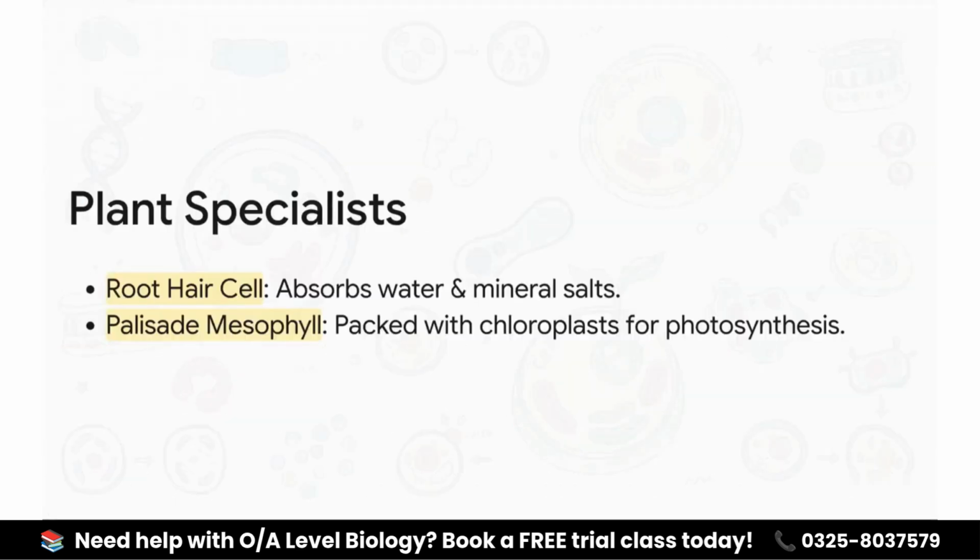And plants? Well, they have their own highly trained specialists too. Root hair cells develop these long, hair-like projections that push right between soil particles. This gives them a massive absorbing surface area for soaking up water and mineral salts. Meanwhile, way up in the leaves, we find the palisade mesophyll cells. These are tall, columnar cells completely packed with chloroplasts, positioned right under the upper surface of the leaf to trap maximum light energy for photosynthesis.